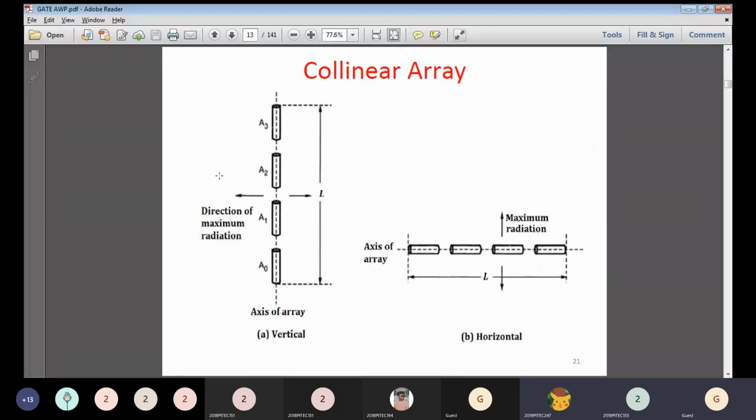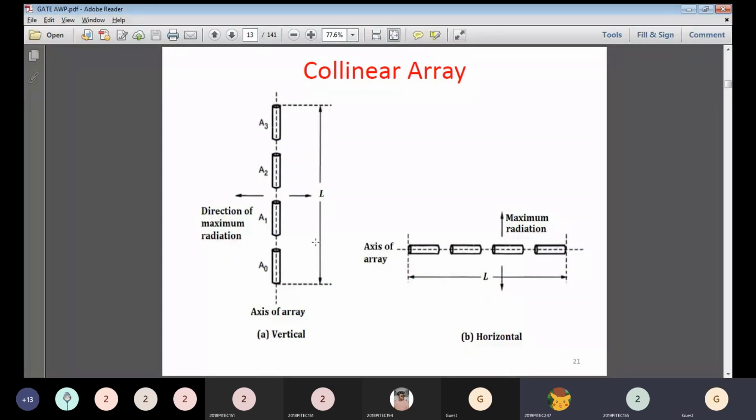In this case, the radiation will happen towards all directions. Here it is going to be vertical, with a downward shape. In the case of horizontal, we get the figure of 8. Figure of 8 for horizontal, and downward shape in the case of vertical collinear array.